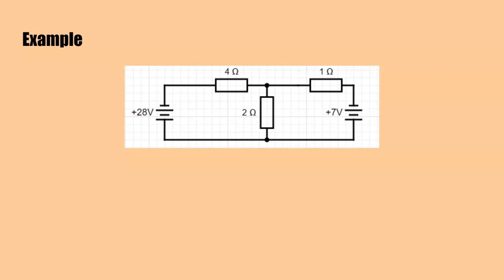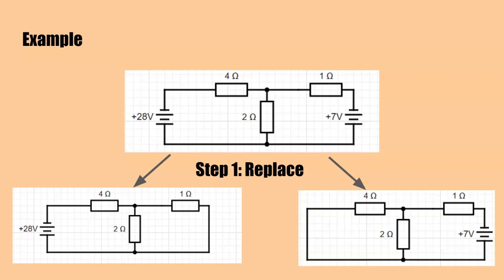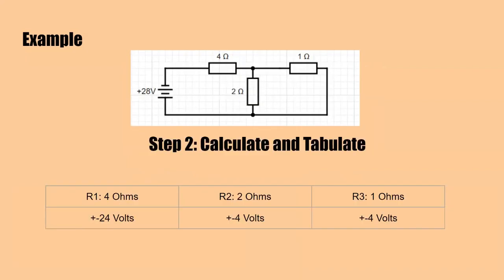So first, you short each voltage source. So replacing them, we have the 28 volt source on its own and then the 7 volt on its own. You solve them as you would normally, finding the voltage drop across each resistor.